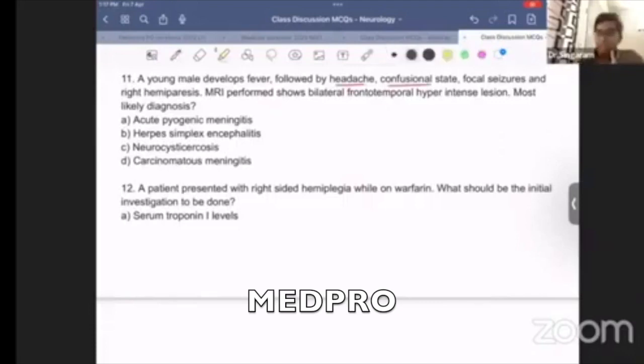But look at the clues. Focal seizures. Fever means it's an infection. Which is a condition where you have fever and focal seizures? It would be a case of encephalitis. That is what I told you, right?